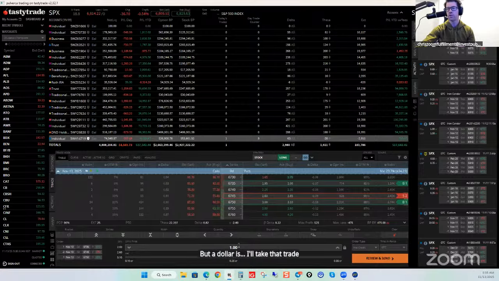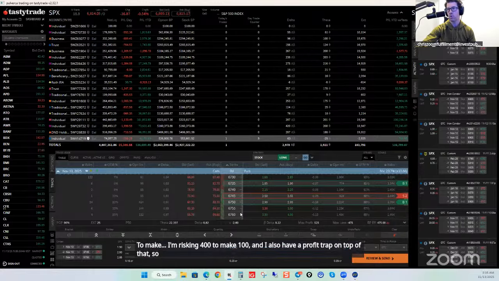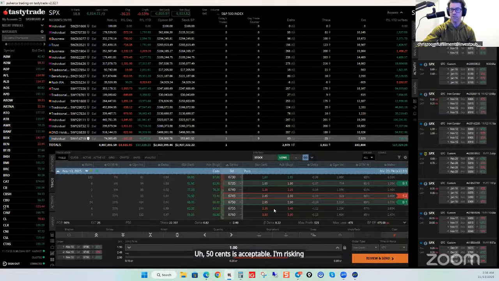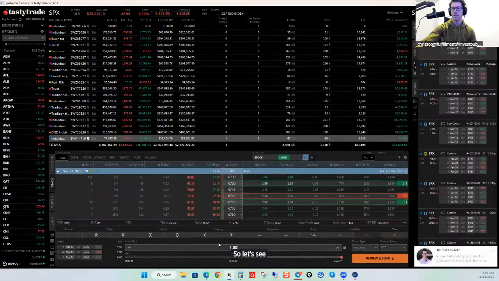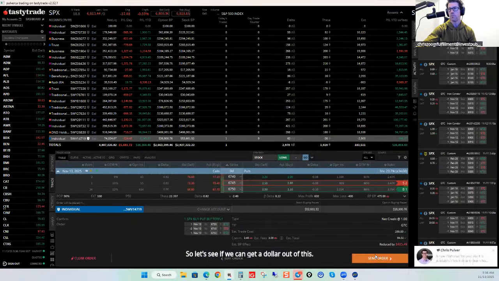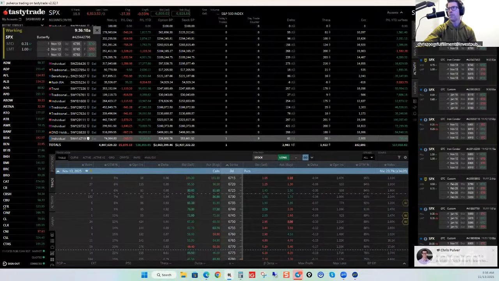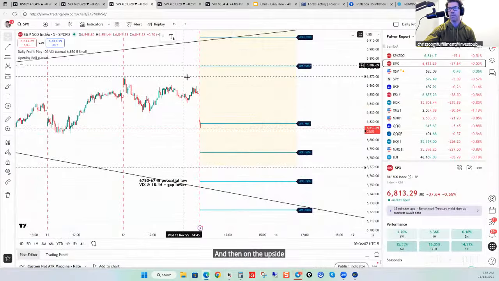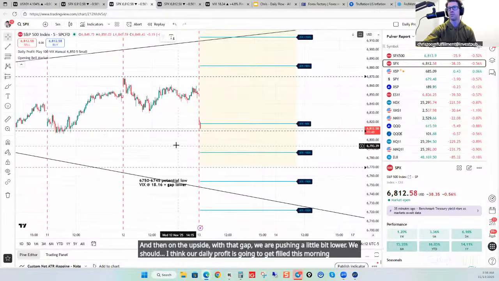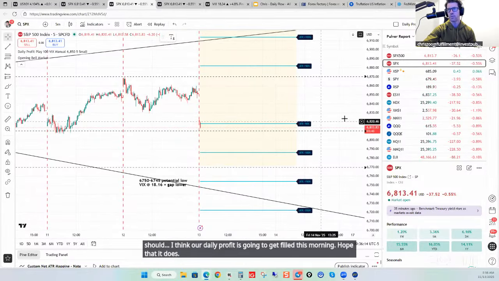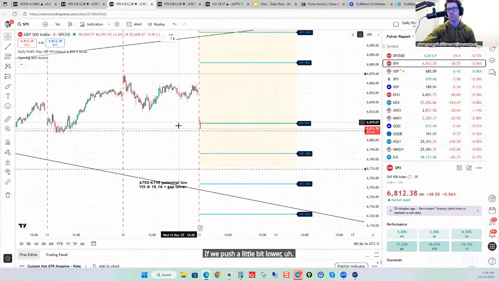trade. I'm risking 400 to make 100, and I also have a profit trap on top of that. So a $1 fill is a great broken wing butterfly. 50 cents is acceptable. I'm risking 450 to make 50, but it also gives me that profit trap. So let's see if we can get $1 out of this. And then on the upside, with that gap, we are pushing a little bit lower. I think our daily profit play is going to get filled this morning. Hope that it does. If we push a little bit lower, hopefully that 10 delta will get pushed.